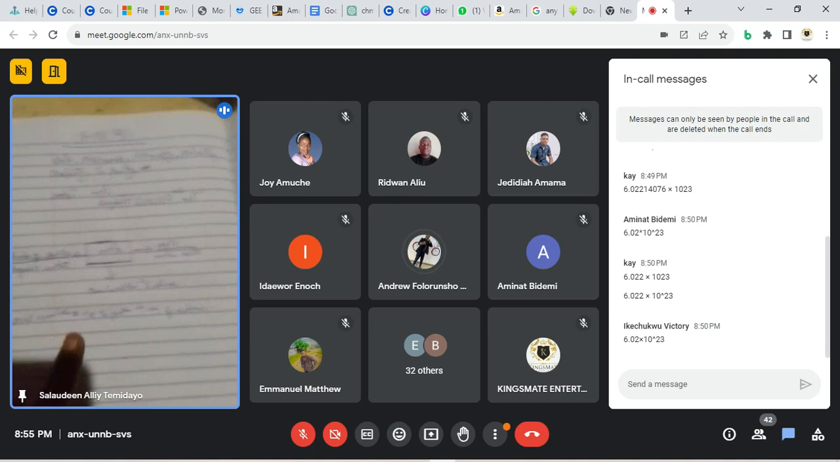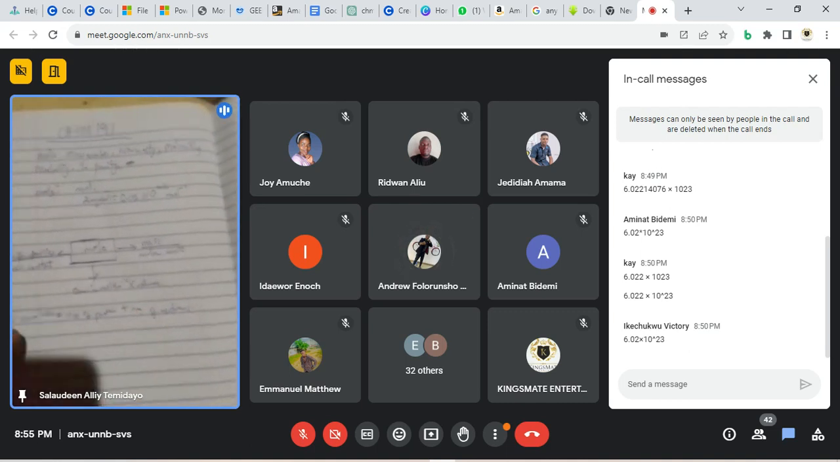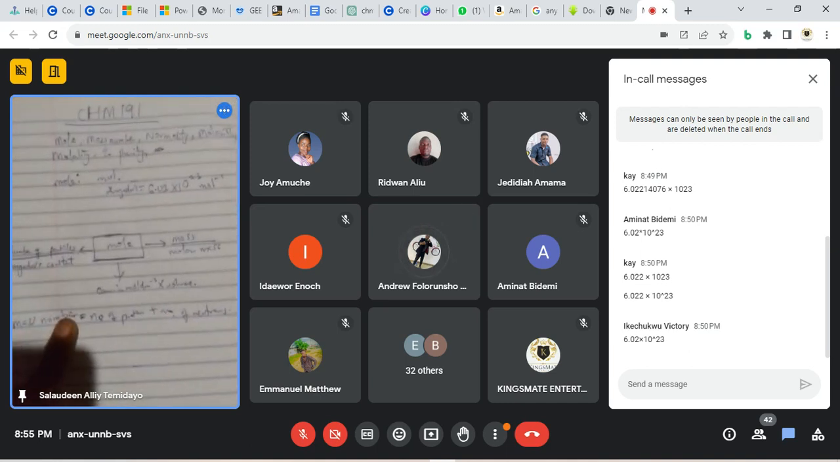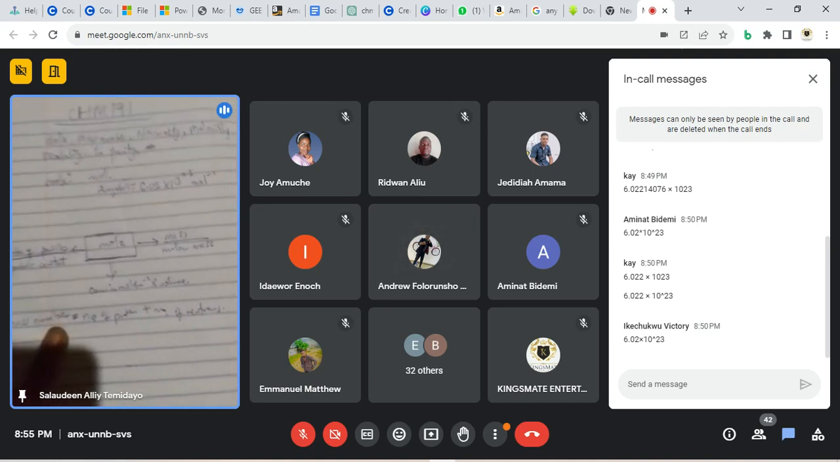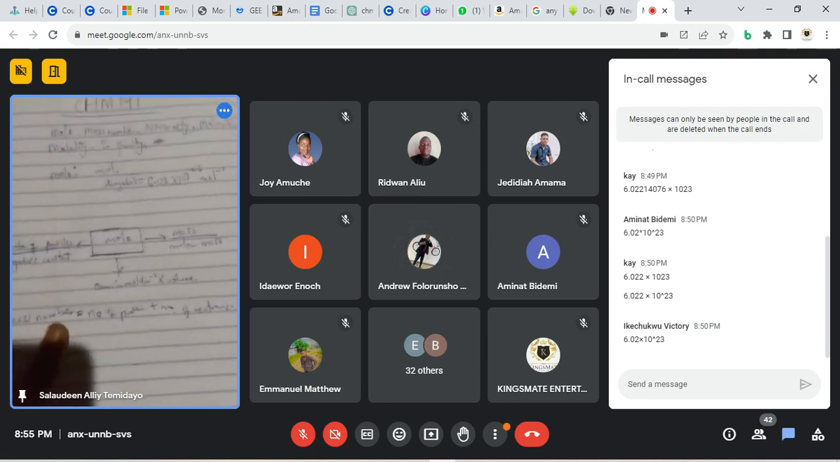So number of protons plus number of neutrons is what is going to give us atomic mass. Not atomic number, atomic mass. It is also known as the mass number. Atomic mass or the mass number.